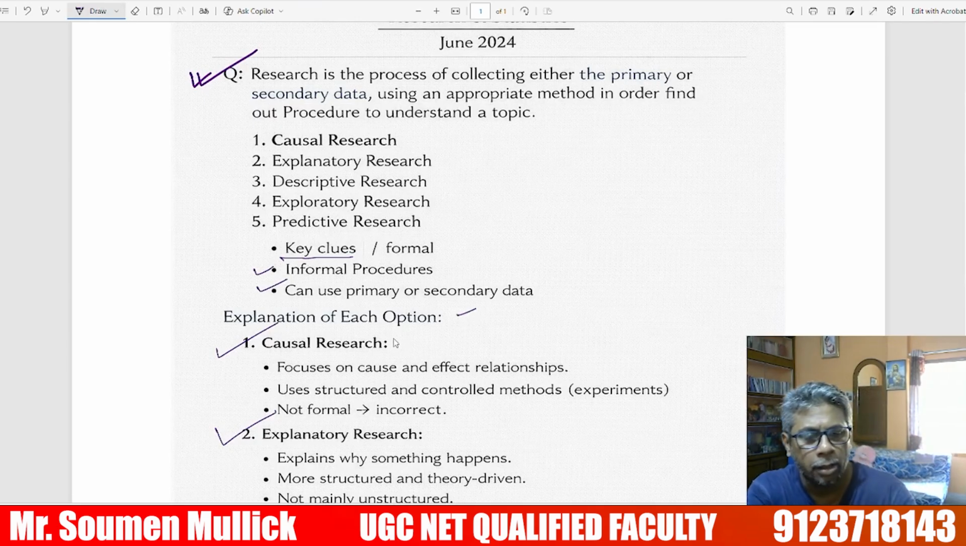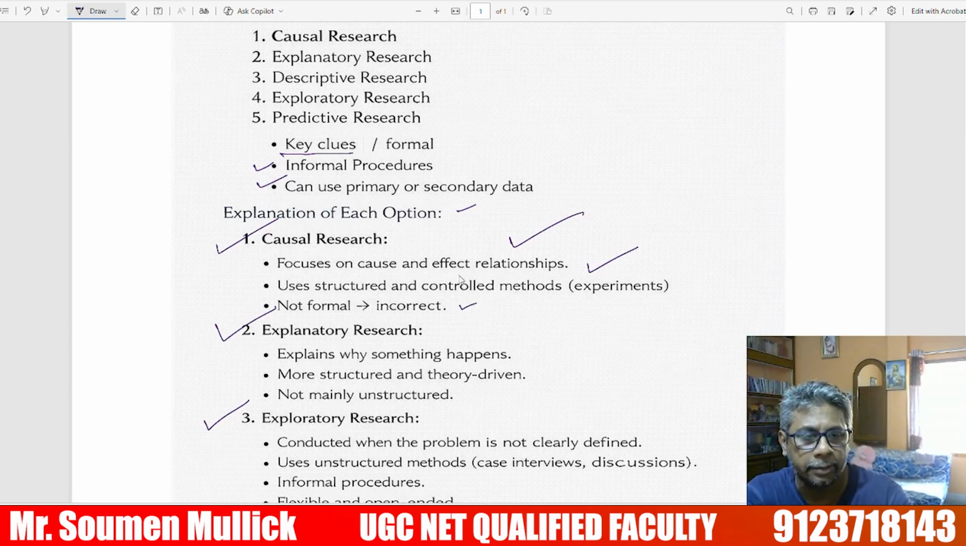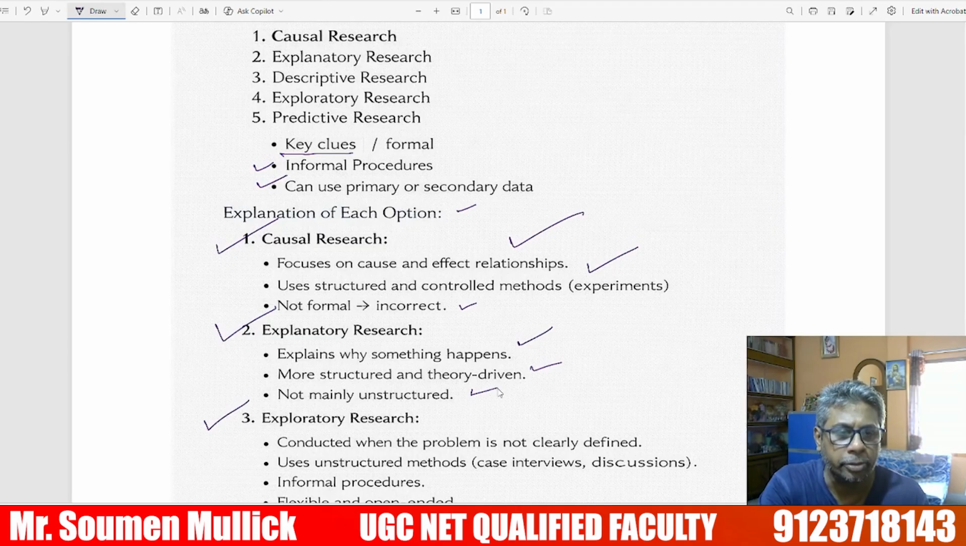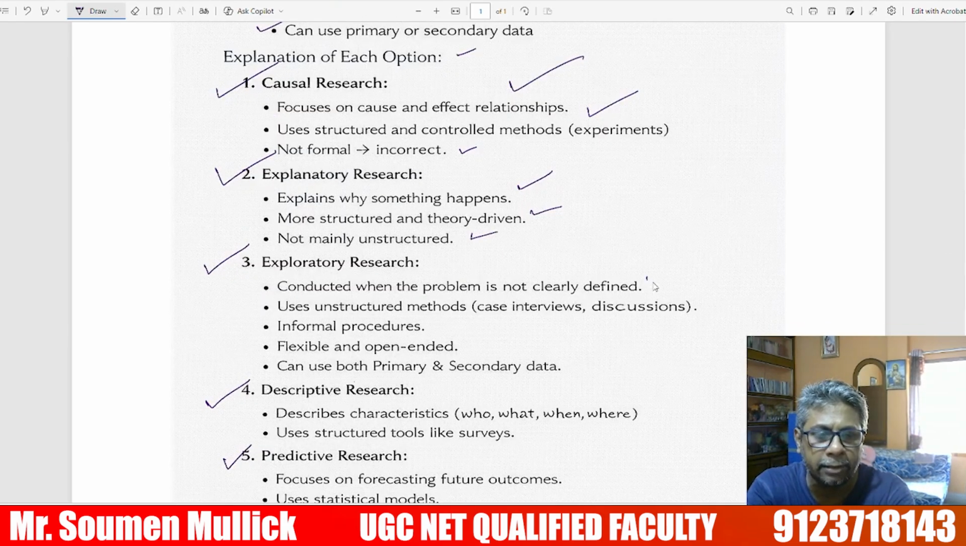Explanation of each option. In the case of causal research, we focus on cause-effect relationship, using structured and controlled methods, not informal, so that is incorrect. Exploratory research is conducted when the problem is not clearly defined, using unstructured methods like case interview, case discussion, informal procedure, flexible and open-ended, and can use both primary and secondary data.